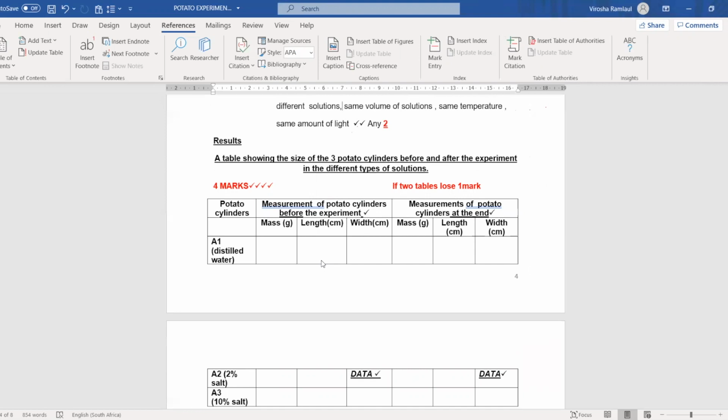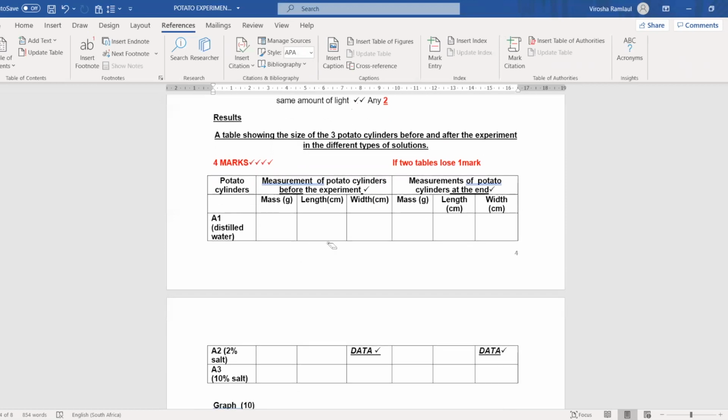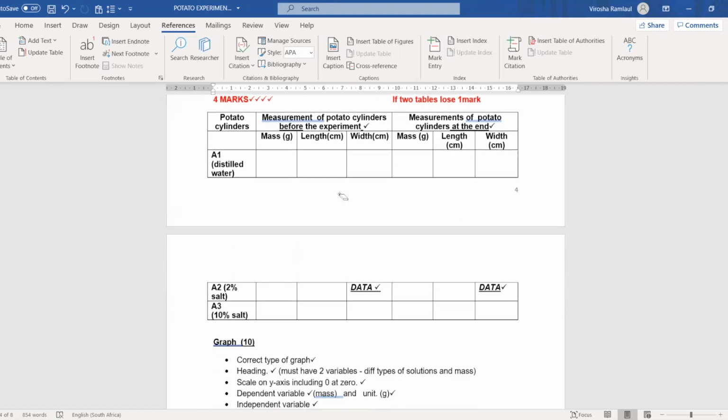And if I wanted the results before and after, of course, I want to see it as a heading: before and after. Measurement of potato cylinders before, after. There's potato cylinders. Yeah, I only use 3 solutions. And there you have the mass, length, width, and then the units. Okay. If you drew 2 tables, I only mark the first one.